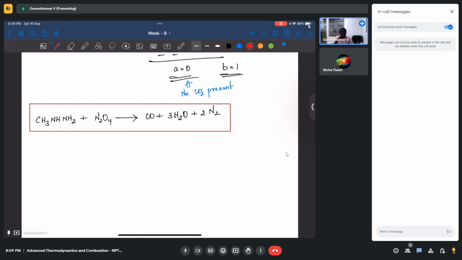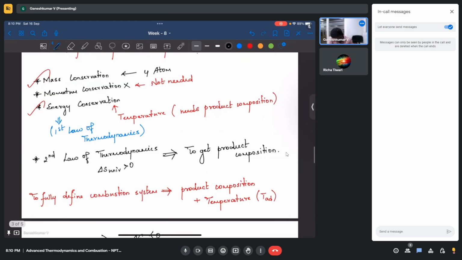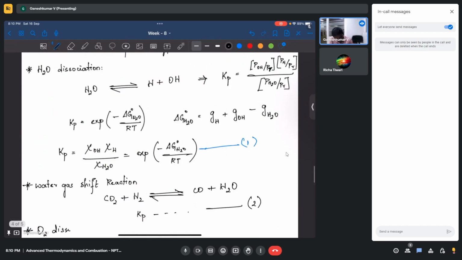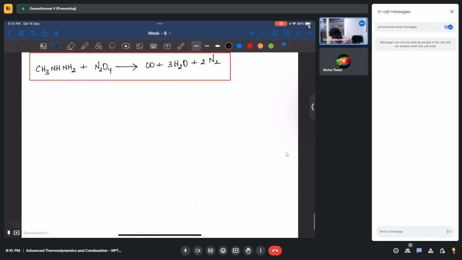Okay. For the oxidizer fuel ratio of 2, now what else do we need to find? We need to find energy release. So this is done. We need to find energy release during combustion. So what does energy release mean? If you have gone through the lectures, this is nothing but the enthalpy of combustion.